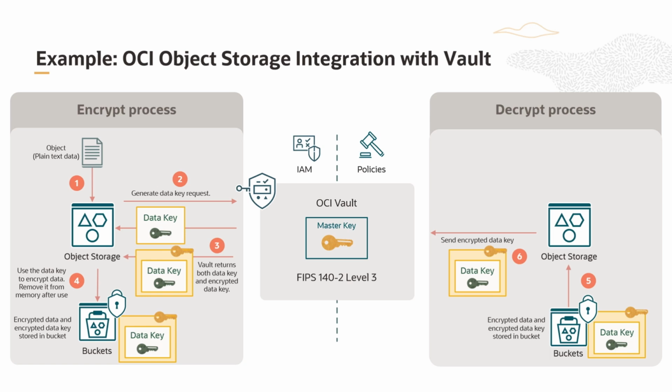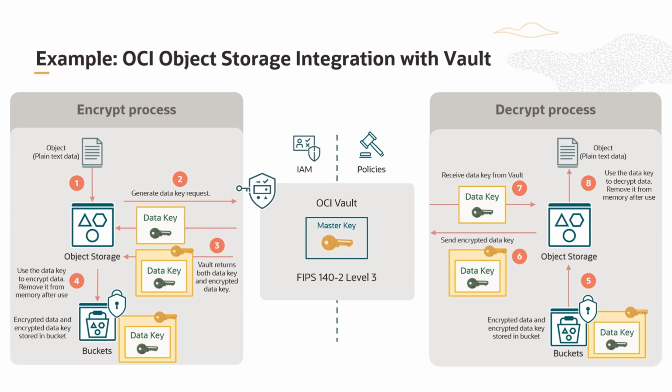The vault service uses the appropriate master encryption key to remove the envelope encryption and sends the decrypted data key back. The object storage service can now use the key to decrypt the file, the ciphertext, back to plain text, which is our log file. Once again, the service immediately removes the plain data key from memory once the process is complete. So this is how the process works end to end.